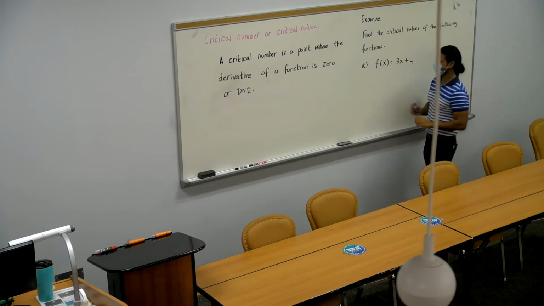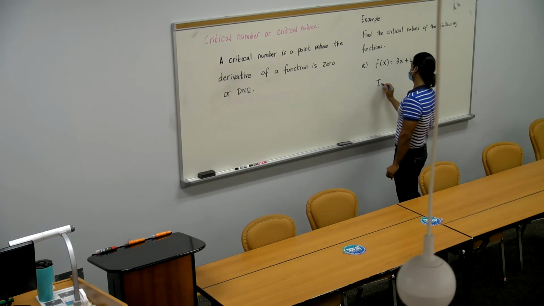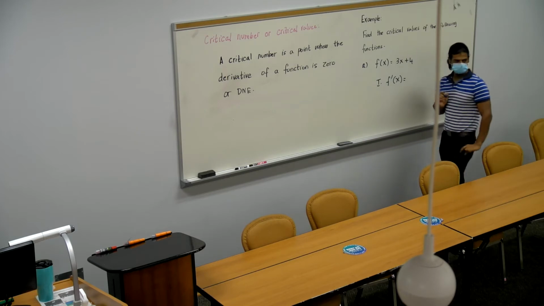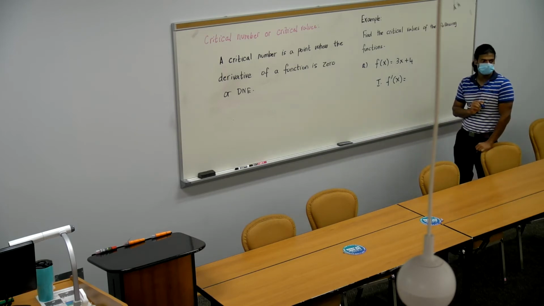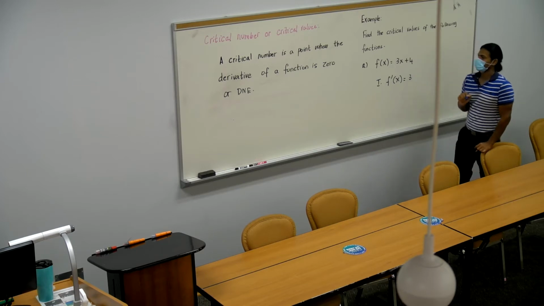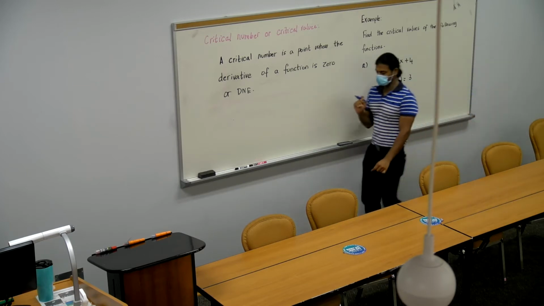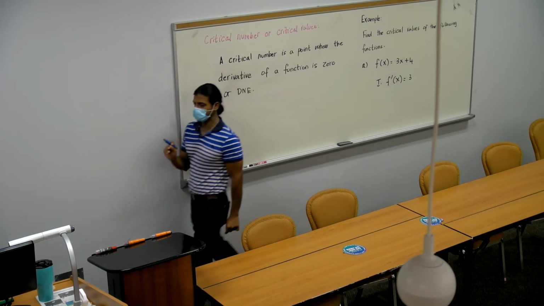What is the derivative? That is the very first step. Derivative of f of x, I mean. 3. So what does the critical number, or how do we find the critical number?